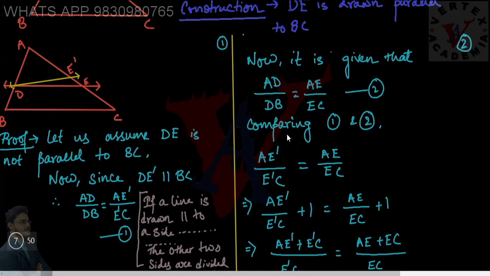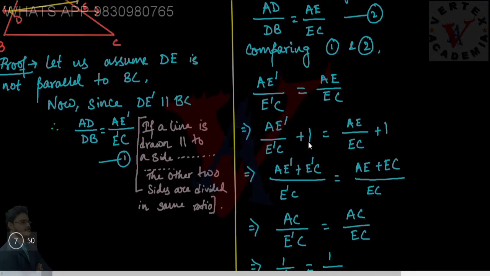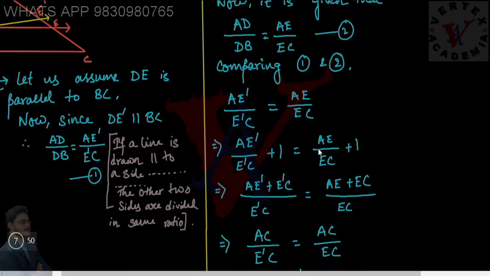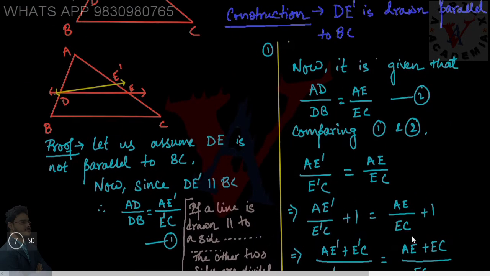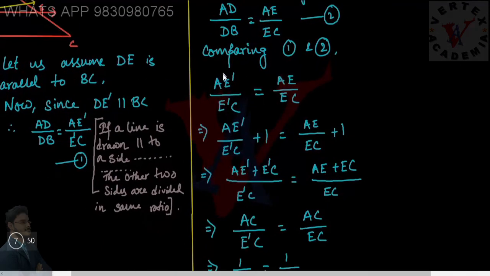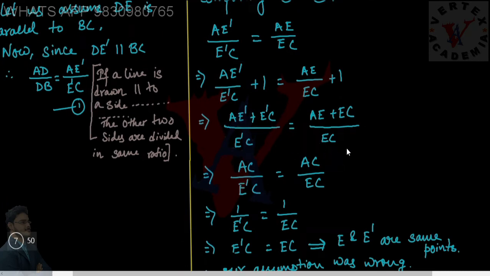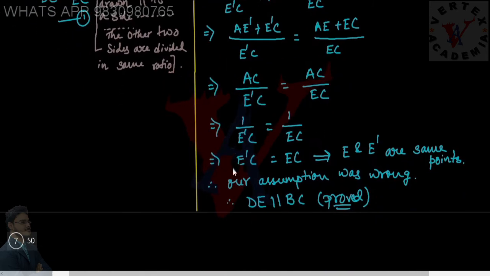To do that, we add 1 to both sides, because if we add 1 to both sides, then the denominator E dash C goes up, and AE dash plus E dash C is AC. On the right hand side also, AE by EC, so EC goes up, so we get AE plus EC, which is also AC, so they cancel each other. Finally we reach a point where E dash C equals EC.